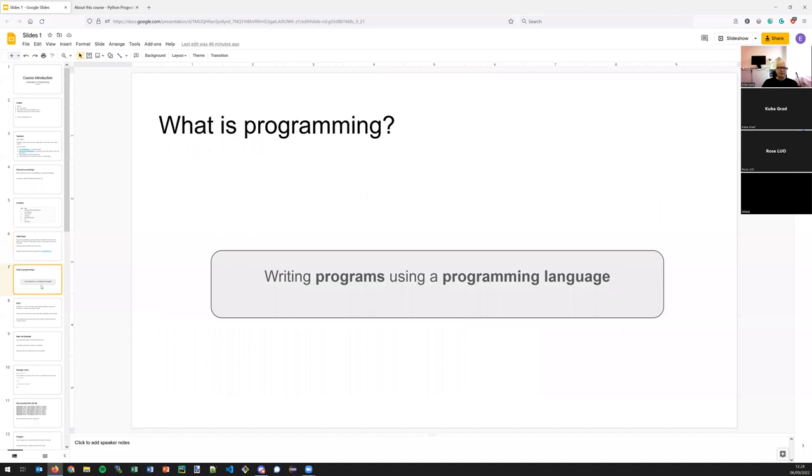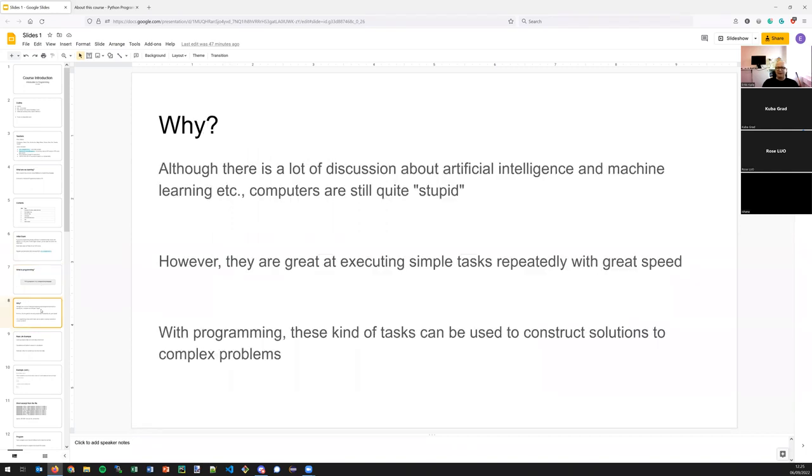Okay, then, what do we mean by programming? It's about writing programs using a programming language. And why do we write programs? It's basically to solve different kinds of problems. That's what writing programs typically is, problem solving, and the problems can be basically about anything.